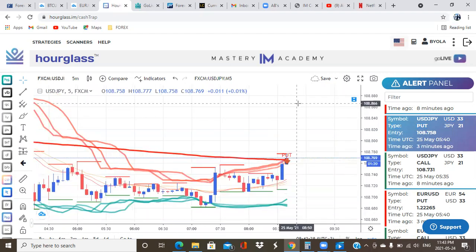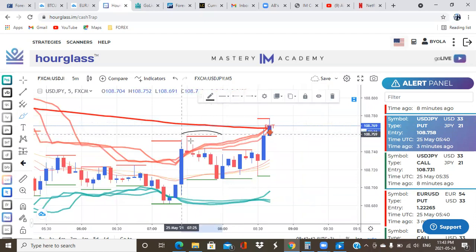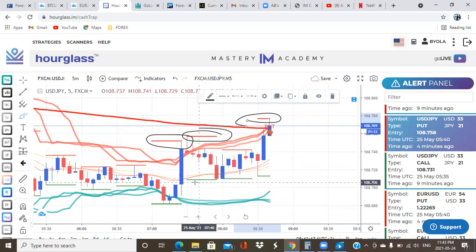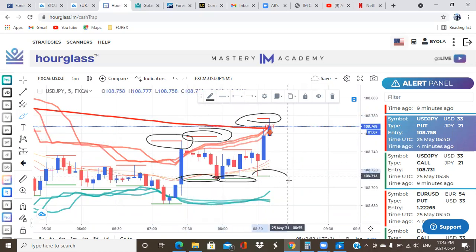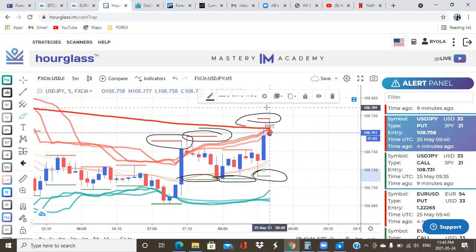So if I expand this, you see this green line and these red lines here. These are mini resistances that you can take sell trades off of. The green lines are mini supports that you can take a call from. You sell here, you buy here. So that's simply what it means.